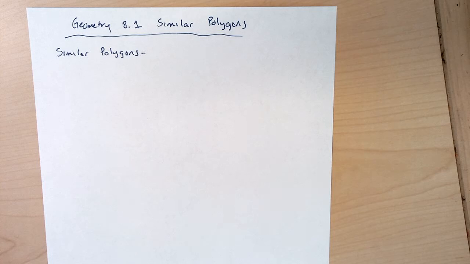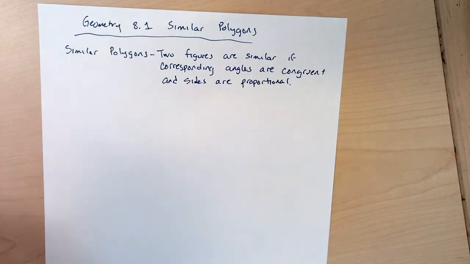Hello, this is Geometry 8.1, similar polygons. So remember when we were talking about dilations? Dilations actually create similar figures. So if two figures are similar, two things have to be true. All the corresponding angles are congruent, but then the corresponding sides would be in proportion.